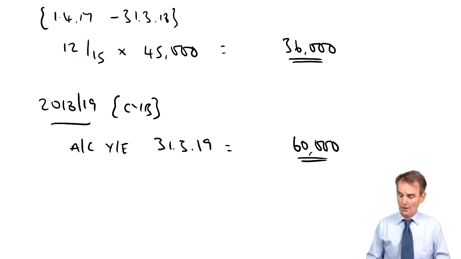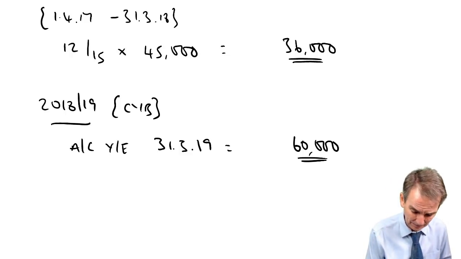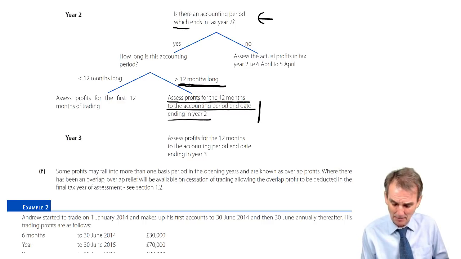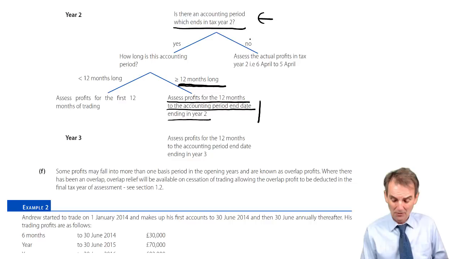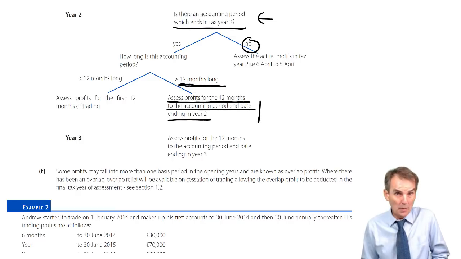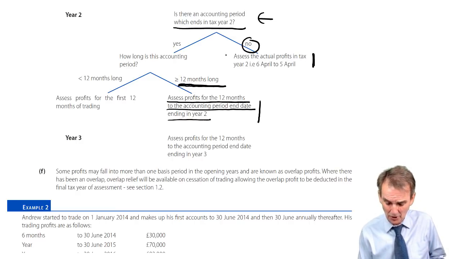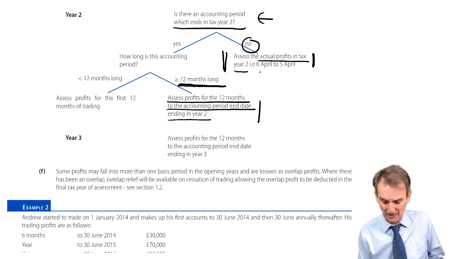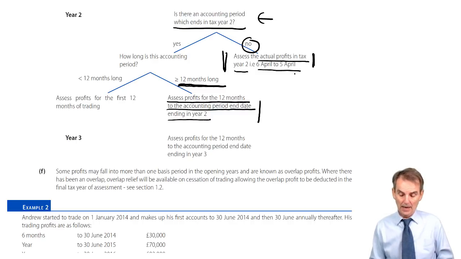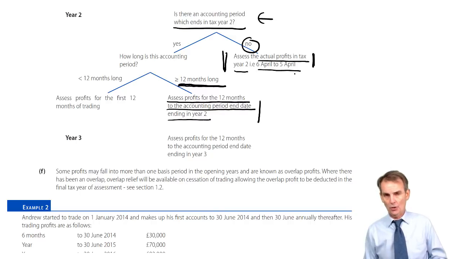That leaves us therefore with one other possibility. If we go back to our notes here, and on these notes we saw, is there an accounting period which ends in that second tax year? Well, the answer is rare, but it could be no. And if that answer is no, what do we do then? Very simple. We use an actual basis. We assess the actual profits in the tax year, the second tax year, i.e. 6th of April through to the following 5th of April there. We use an actual basis of assessment. Now that sorts out the second tax year. So first tax year, actual, second tax year, actual.